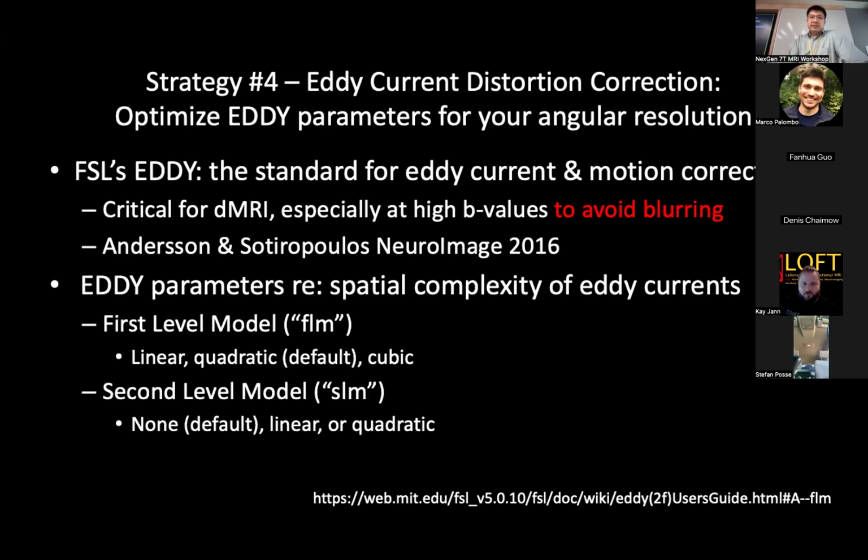Turns out there are a lot of parameters that you can tweak on this algorithm as well. But there are two that I want to focus on today, the first level model and the second level model, which both impact the spatial complexity of the eddy currents and how the model is, both mathematically and spatially. If you don't do anything special and just run eddy, it will use the defaults. For the first level model, it will use quadratic, and for the second level model, it will use none. Okay, so let's see how that looks.